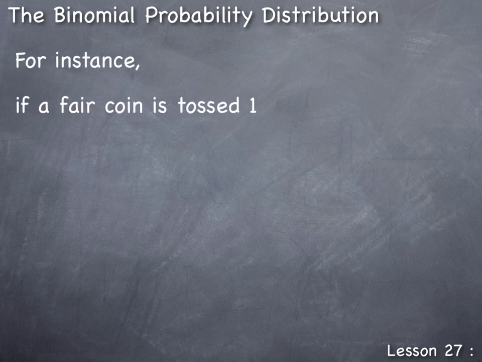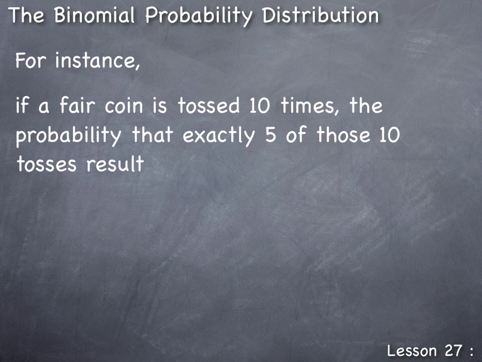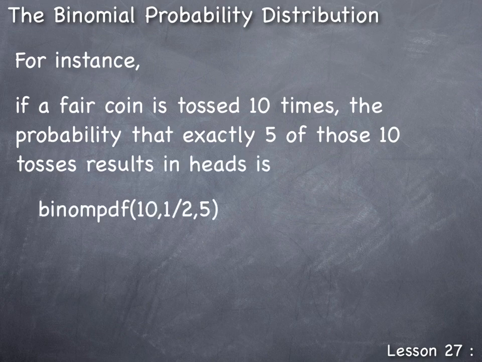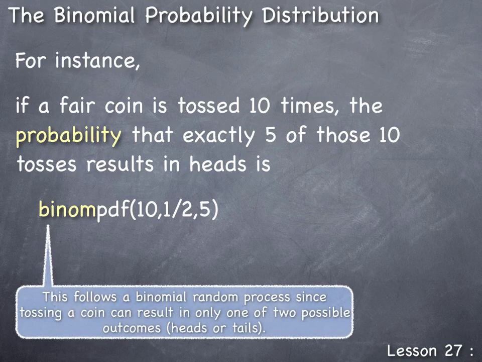For instance, if a fair coin is tossed 10 times, the probability that exactly 5 of those 10 tosses result in heads is given by the binom PDF 10, 1/2, 5 command on the TI-84 calculator, where here the question is asking for a probability. The binom, short for binomial, is used here because this problem follows a binomial random process, since tossing a coin can result in only one of two possible outcomes, heads or tails.